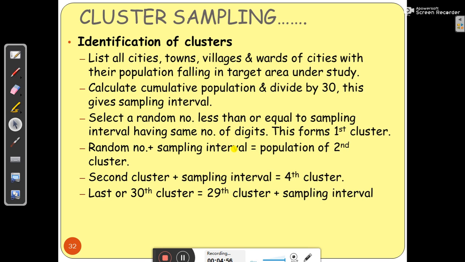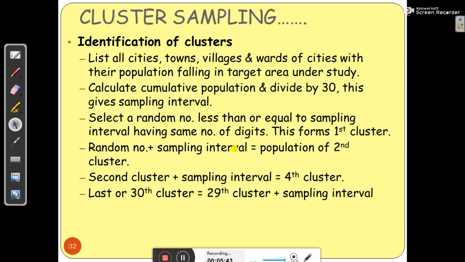Select a random number less than or equal to the sampling interval, having the same number of digits. So now try to select a random number less than or equal to the sampling interval. Here you have taken 30, you might take 29, 28, less than or equal to the sampling interval having the same number of digits. Here there are 2 digits in the sampling interval, so you try to take a random number having 2 digits. This forms the first cluster.